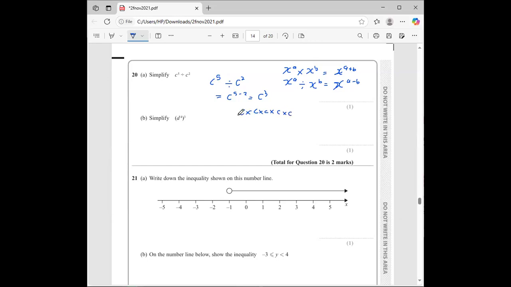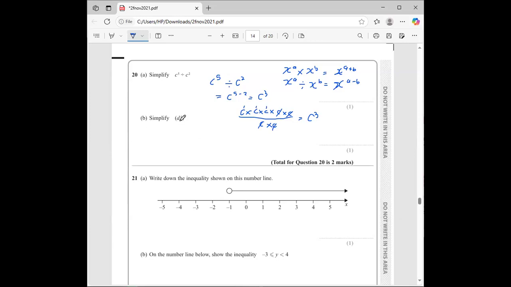1, 2, 3, 4, 5. That's C raised to power 5 all over C raised to power 2. That's C times C. Things will cancel, isn't it? This guy will cancel one of these guys. This guy will cancel one of these guys, leaving you with C times C times C. That's C raised to power 3. Okay. But I don't think they will tell you to do this because this is like the proof for these guys. Okay. Anyway, so moving on.